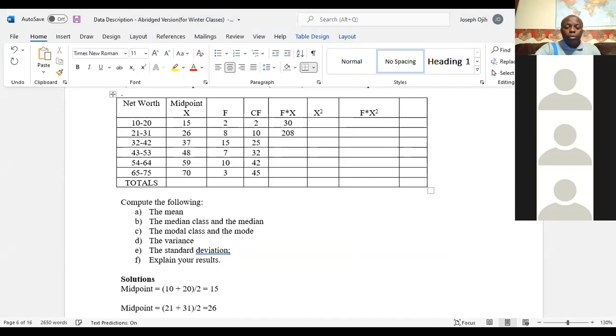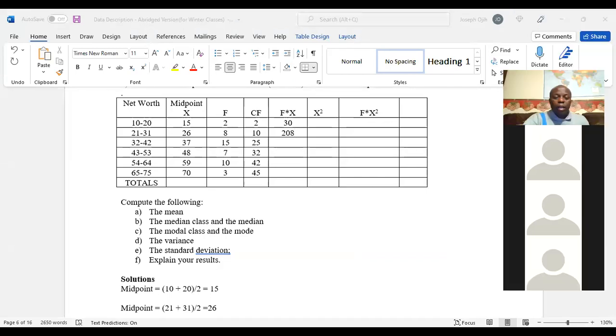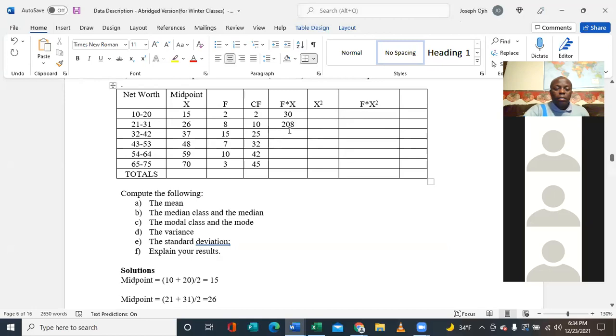So following that approach, I got the rest of them as, okay, give me 1 minute. Following the approach, I got the rest of them as, next one I got 555, then 336, 590, 210.